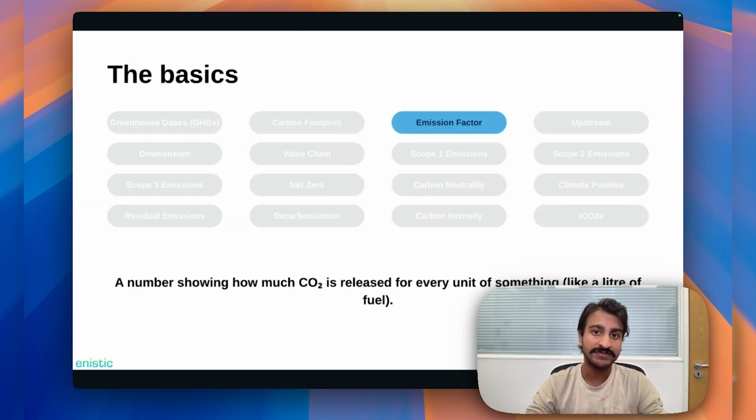Next, we have emissions factors. This is a number showing how much CO2 is released for every unit of something else, like a litre of fuel. In the UK, these factors are released by the government and are updated every year. So if you use a litre of fuel, you multiply it by the emissions factor to get the amount of CO2 released.